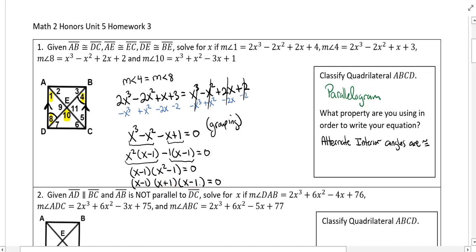So we have 3 factors. 2 of them are the same factor. We have 2 x minus 1s. So we only have 2 different factors. We're going to take our 2 different factors and set them equal to 0. We could set all 3 factors equal to 0, but we're just going to get a repeat answer. So x equals negative 1 and x equals positive 1 are the 2 different answers we would get.